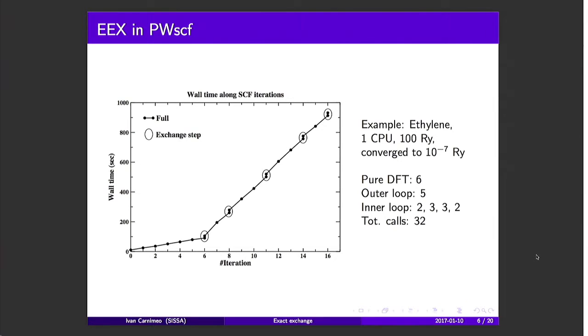And here there is, I think, a graphical representation of the SCF, which I have reported for ethylene with 1 CPU and 100 Rydberg: the elapsed time as a function of the SCF iteration. So we can see here, the first step is the pure DFT step, which in this case took 6 iterations, and these steps are relatively fast. Then at the 6th step, we are at convergence on pure DFT, and we switch on the exchange iteration.